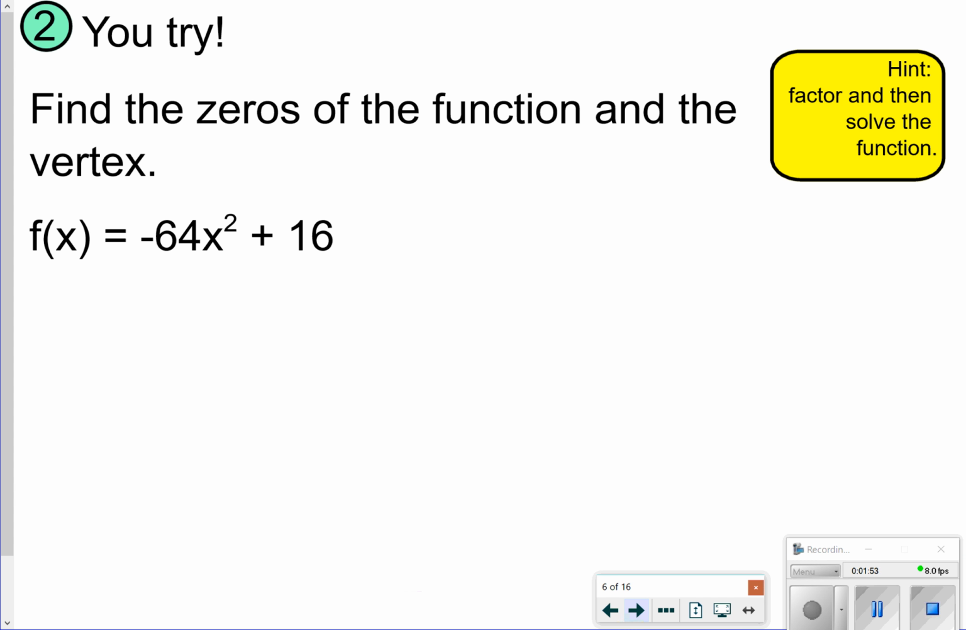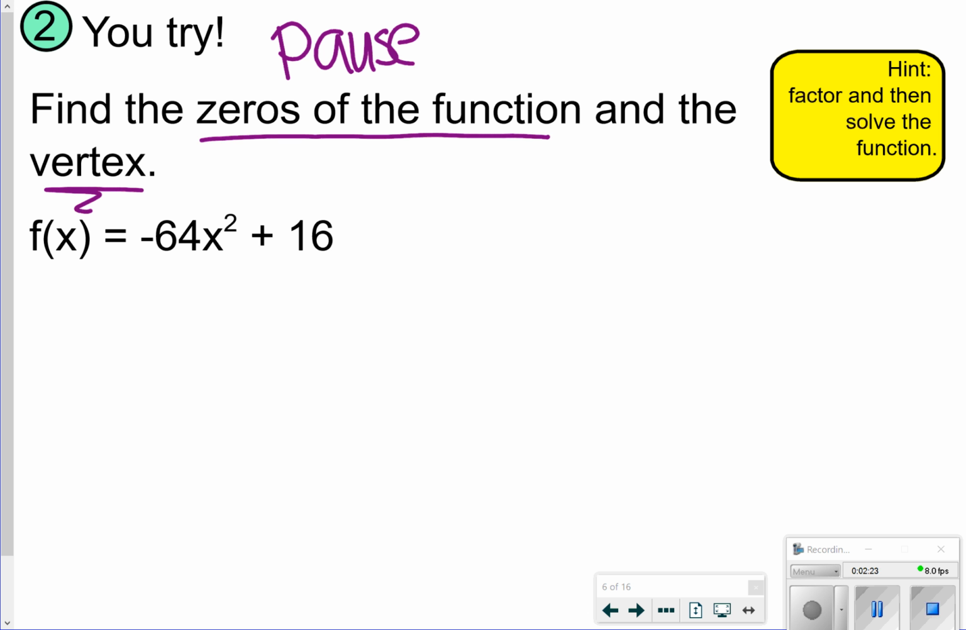All right, so this one you're actually going to try. We're going to go ahead and factor first and then solve the function. That's all we're going to try to do first. It does say to find the vertex, and just remember that the vertex is equal to h comma k, and you should be able to see that once you factor out. So let's go ahead and pause the video here and see if you can at least find the zeros of the function. If you want to try to go ahead and find the vertex, you can as well.